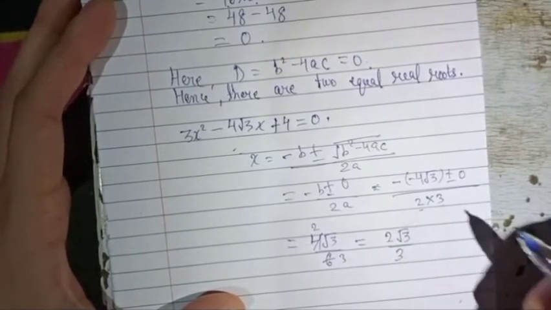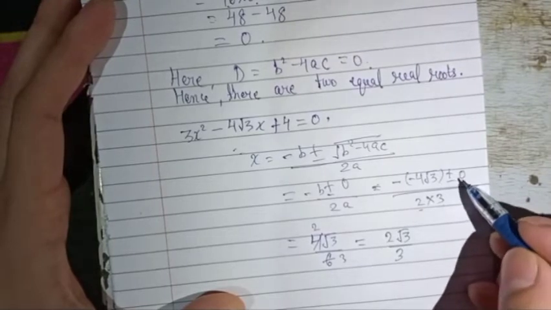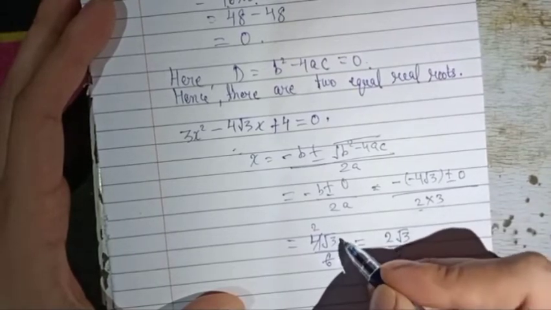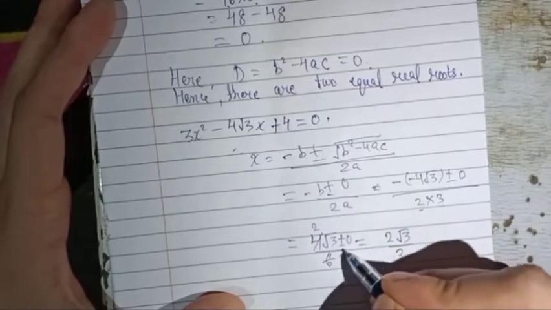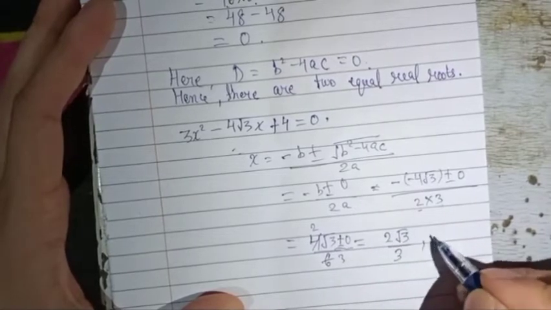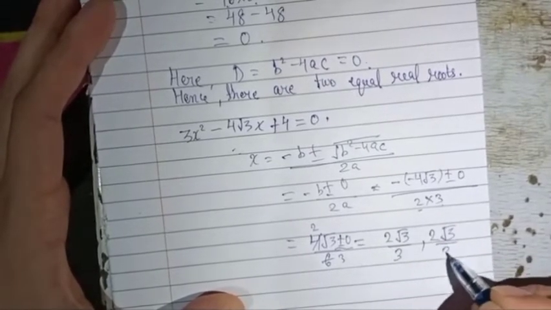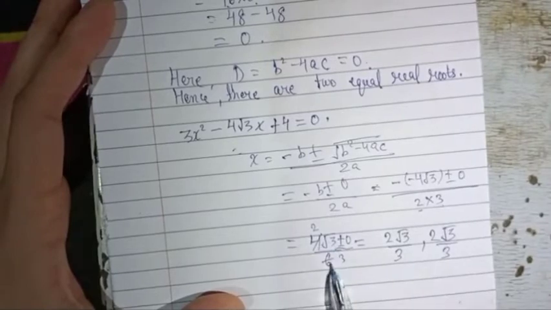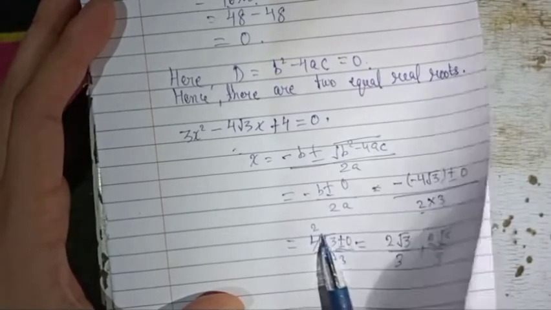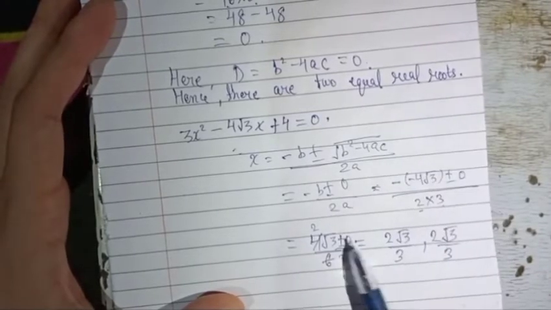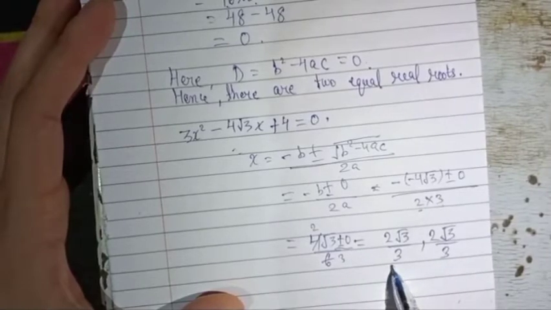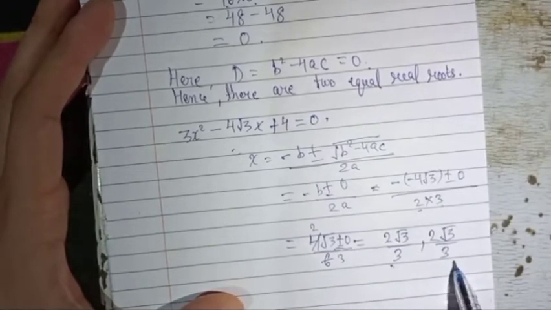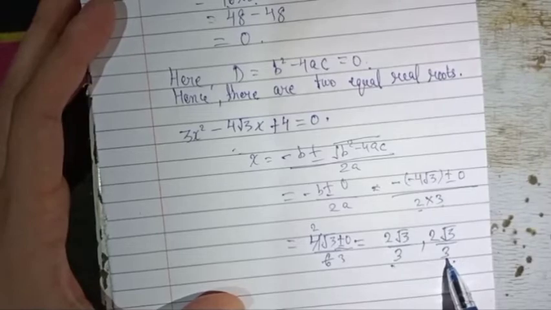Okay, but as it is given here that plus minus sign is there, that means we will write here plus minus 0. So this value will exist two times, 2 root 3 upon 3. First of all, 2 root 3 upon 3 plus 0, 2 root 3 plus 0 upon 3, and 2 root 3 minus 0 upon 3. That means there will be two values which will exist, and two equal roots are there.